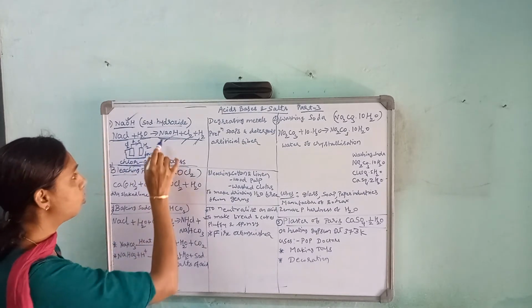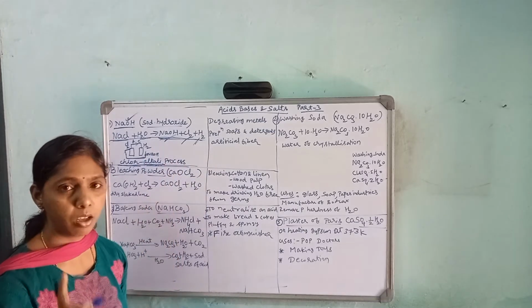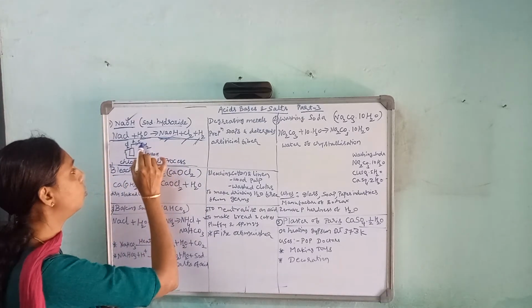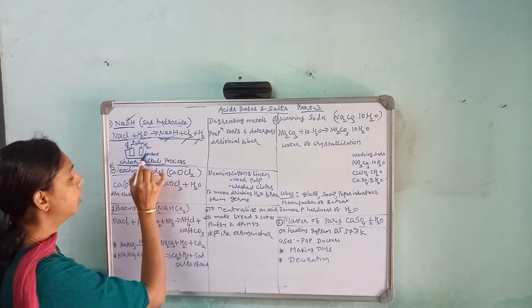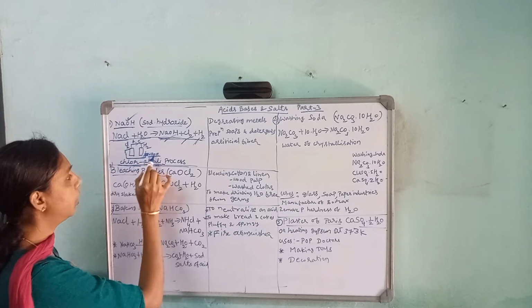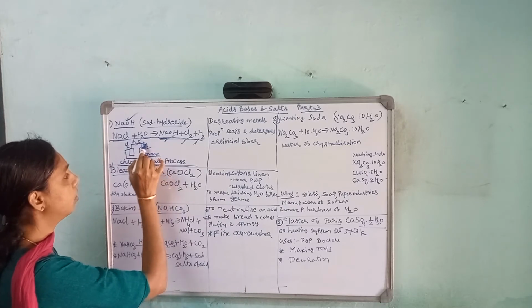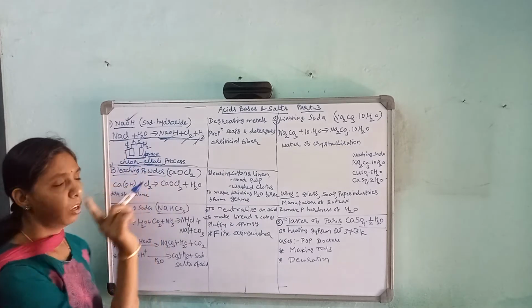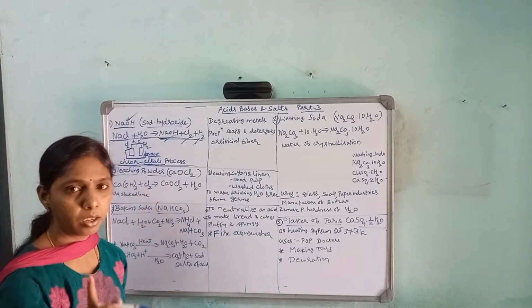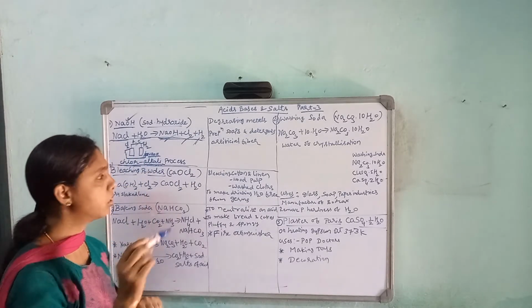And where do we get sodium hydroxide? Sodium hydroxide we also get at the cathode, you see here. In the diagram you can see sodium hydroxide here, hydrogen here, chlorine here. That means chlorine at the anode, and at the cathode hydrogen as well as sodium hydroxide we get.